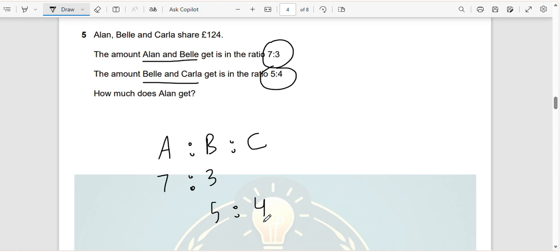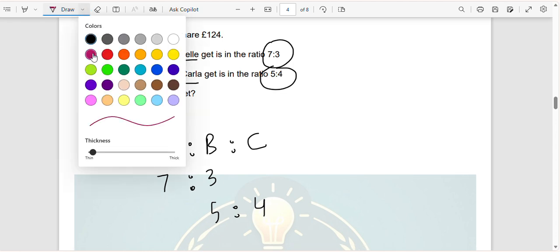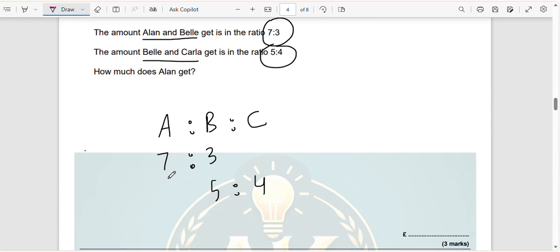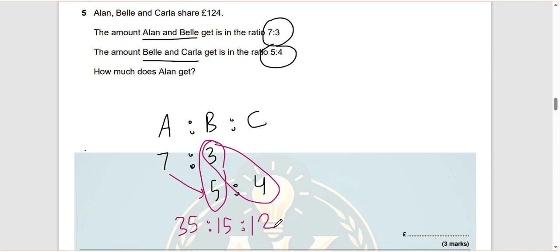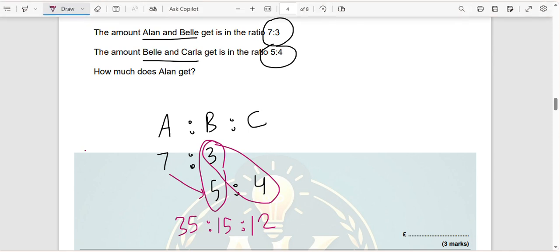So I use the same strategy like I did before. I'm going to multiply, and I do 7 times, because B is the same here. I multiply these two things. 7 times 5 is going to be 35. I multiply these two numbers, and I'm going to multiply these two things. 3 times 5 is 15. Probably I multiply with 4. What number, kids? I multiply 3, because 3 is common here. So 3 times 4 is 12. So I get the combined ratio 35, 15, and 12.